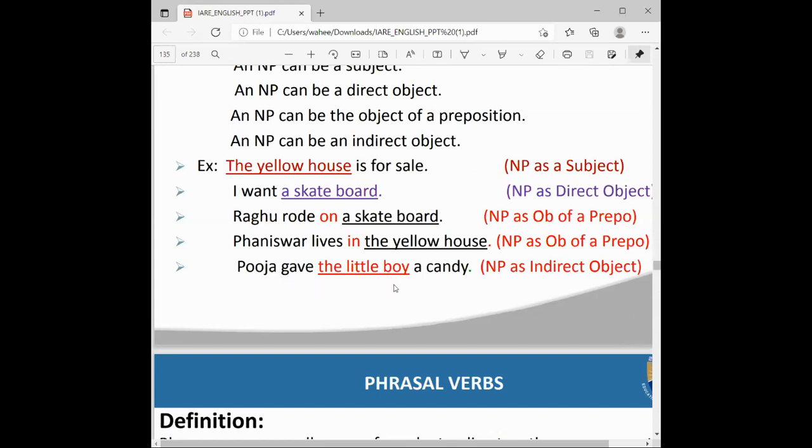Panishwar lives in the yellow house. Noun phrase as object of a preposition. Panishwar lives in the yellow house. Pooja gave the little boy a candy. Indirect object.